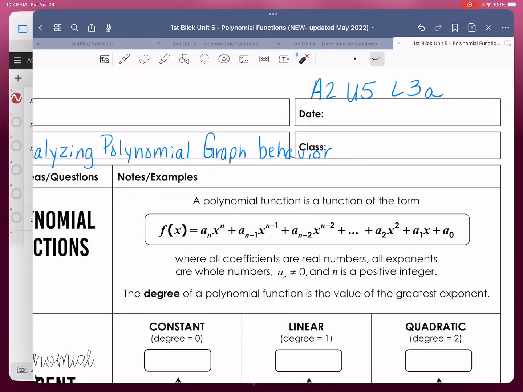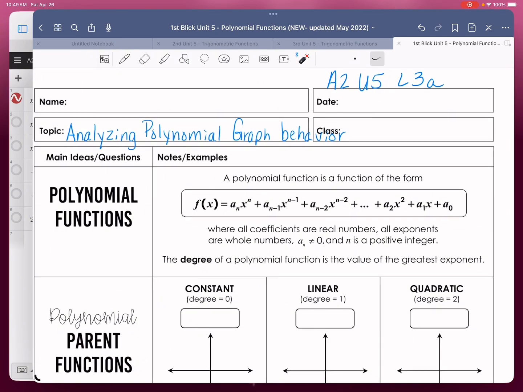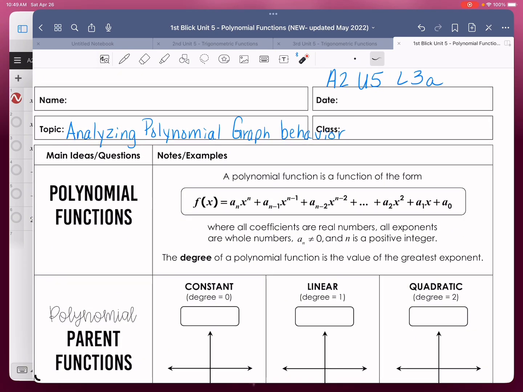So this is A2U5L3A. There's actually 3 sections, an A, a B, and a C. We're going to start with this first section. And what we're going to do in this section is analyze polynomial graph behavior.